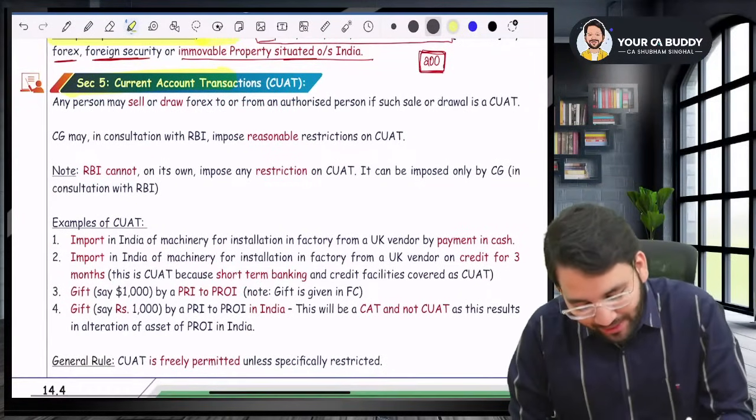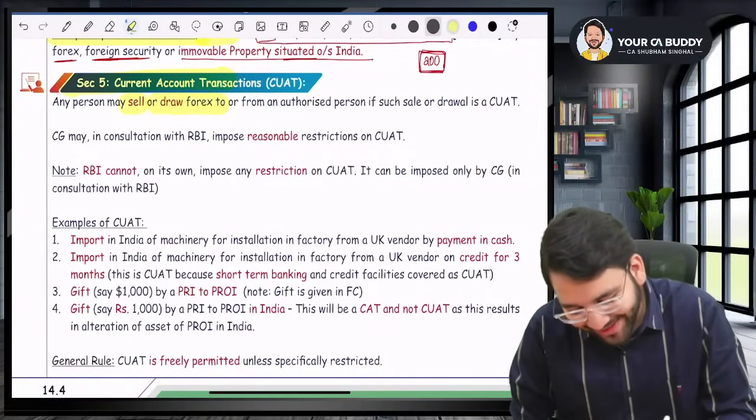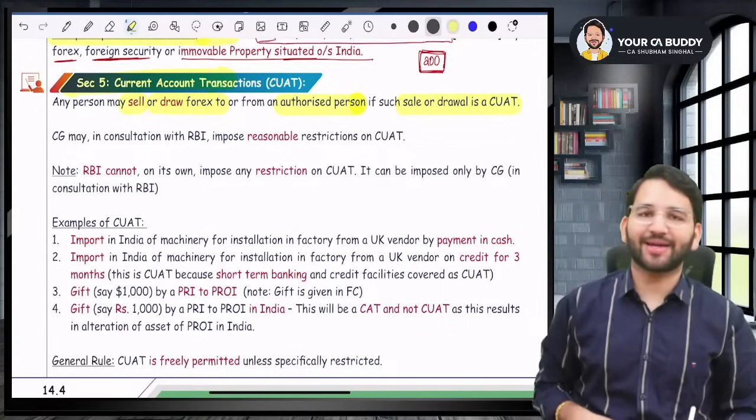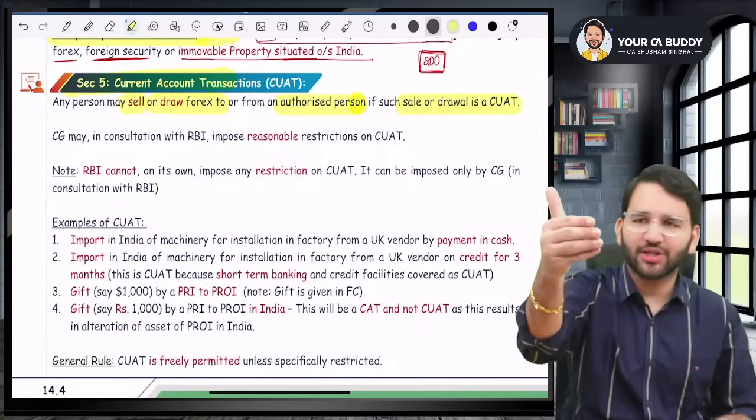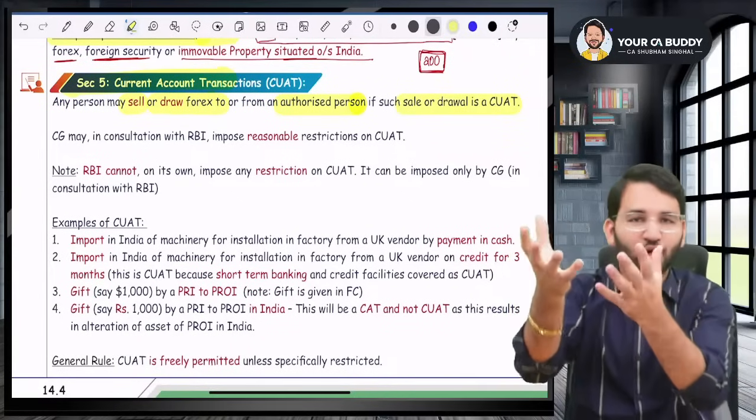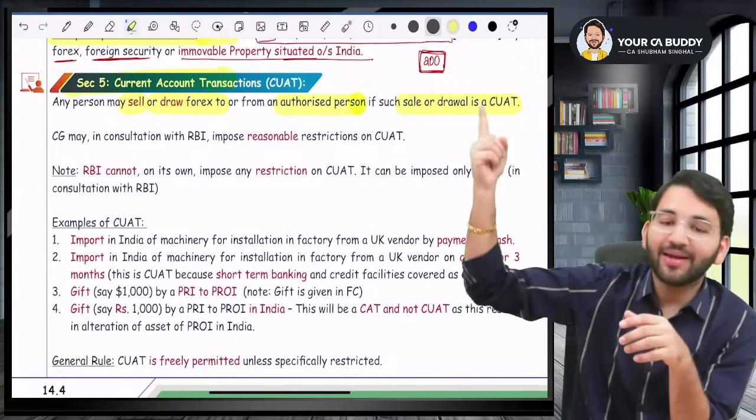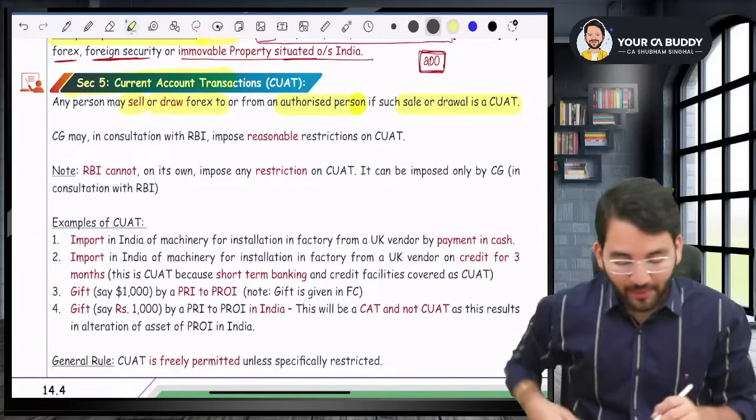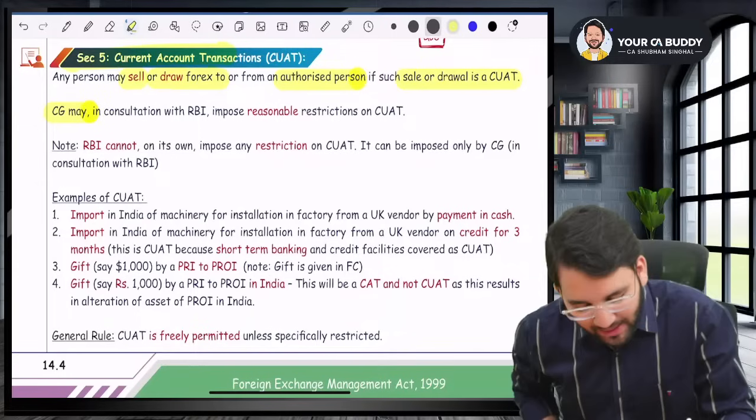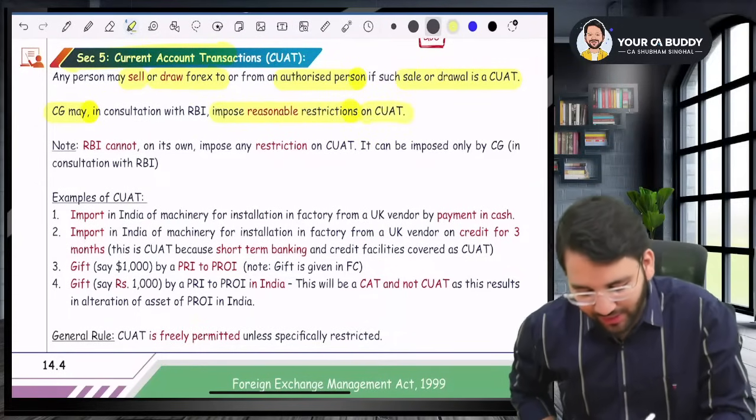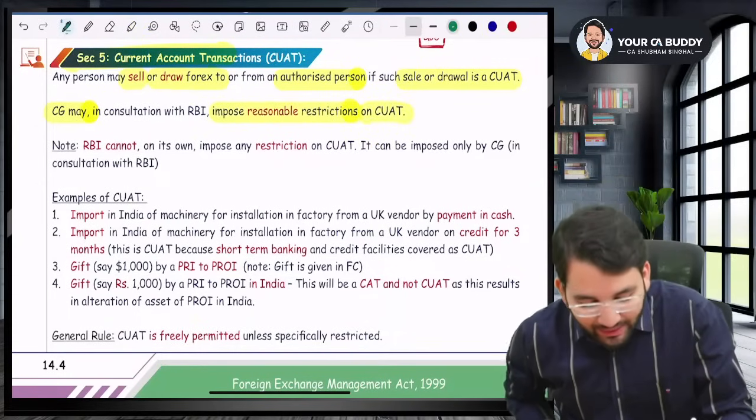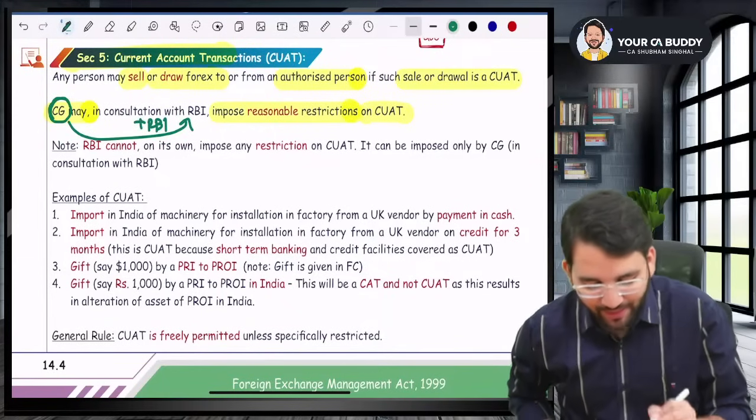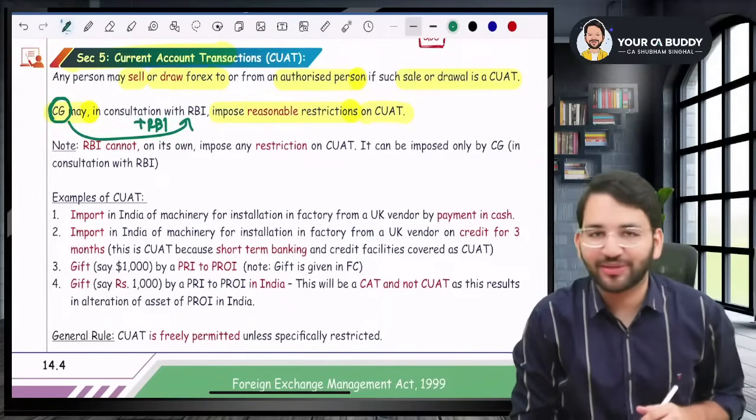Sir, it says that any person may sell or draw foreign exchange to or from an authorized person if such sale or draw is a current account transaction. If you want to sell foreign exchange or draw foreign exchange from the authorized person, for a current account transaction, then it is doable. It is allowed. But the central government may impose restrictions on current account transactions. The central government will not do it alone, sir. It will do it in consultation with RBI. It will consult RBI and put such restriction.